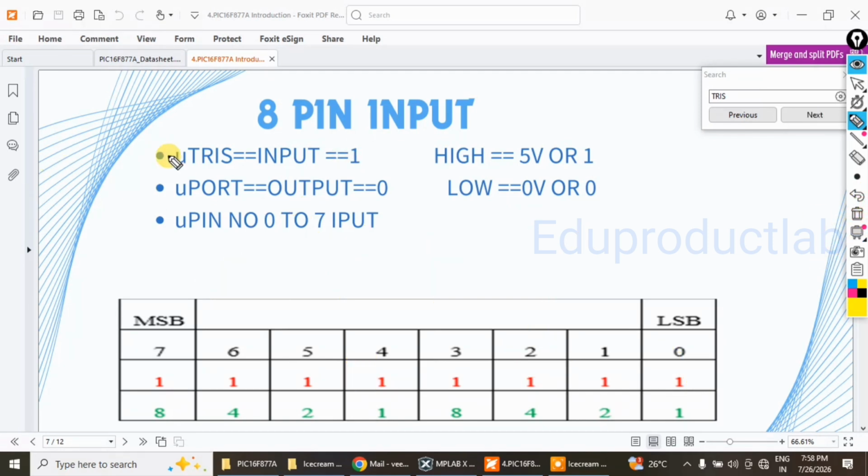Now I want to remove these icons. You can forget this. So you can write it as input direction or output direction. You can set it to 1, which means input direction. You can set it to 0, which means output direction.